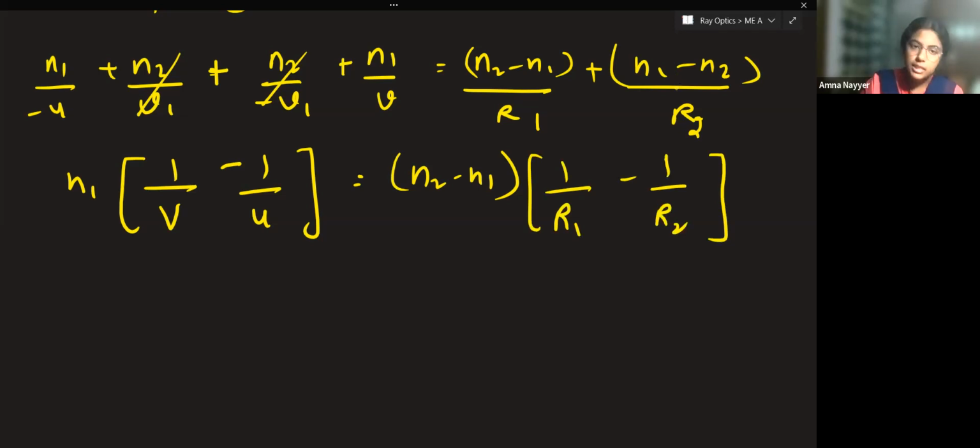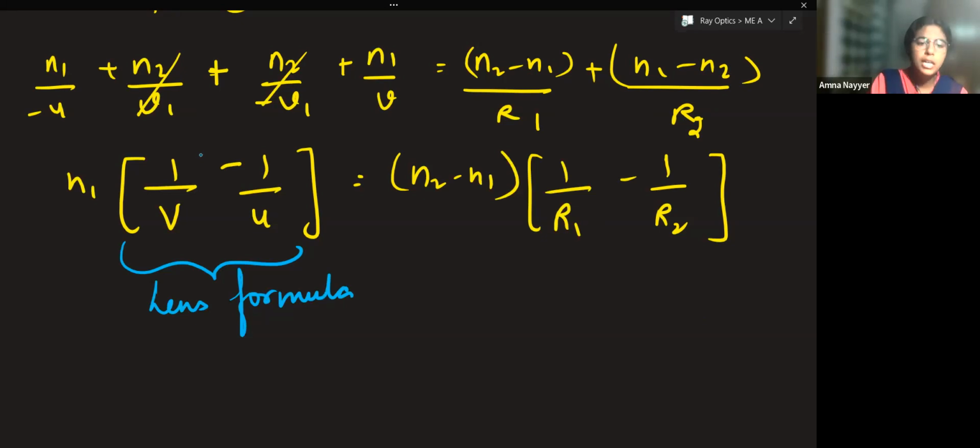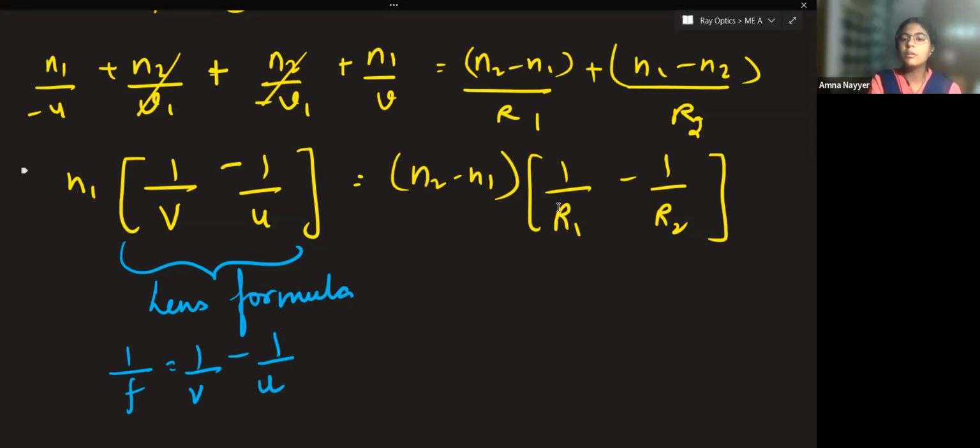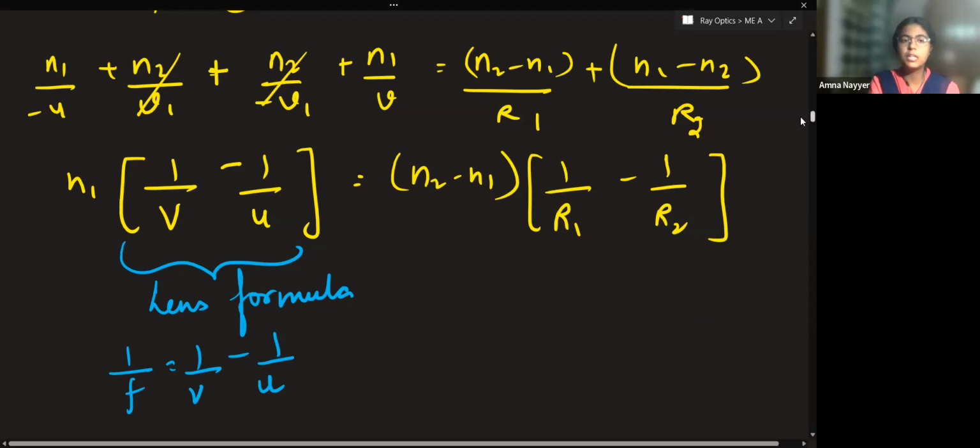Fine. Now see, this was the formula I was mentioning to you. This formula is known as the lens formula. The derivation of the lens formula is there in your syllabus. Lens formula completely we'll do. Lens formula is basically 1 by v minus 1 by u. This is your lens formula. 1 by f is equal to 1 by v minus 1 by u. So if 1 by v minus 1 by u is occurring, I can write this as 1 by f. See what I have obtained.